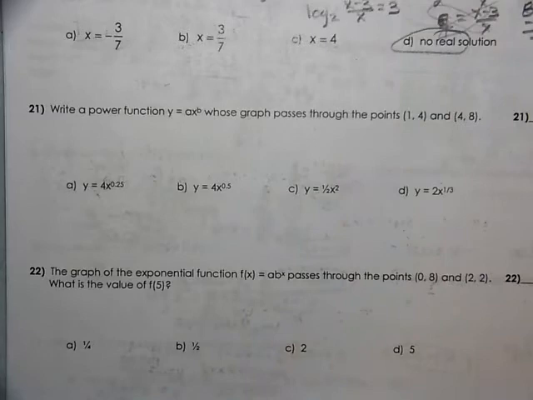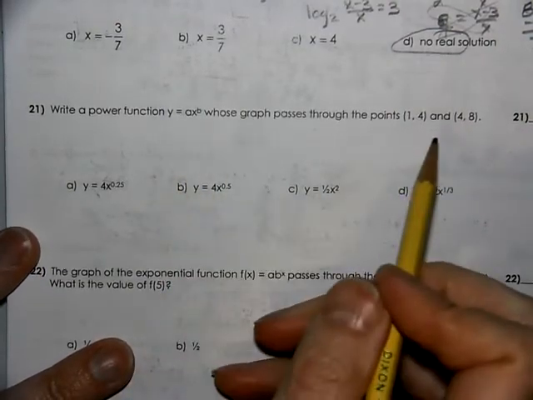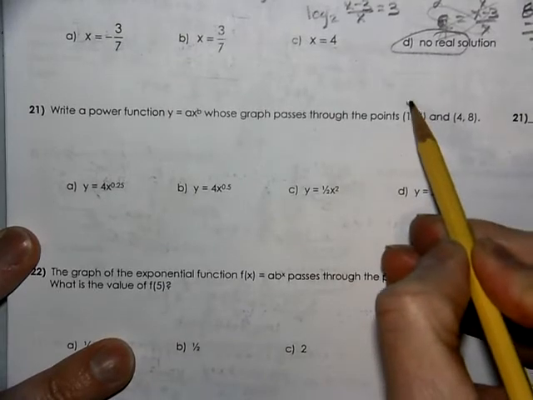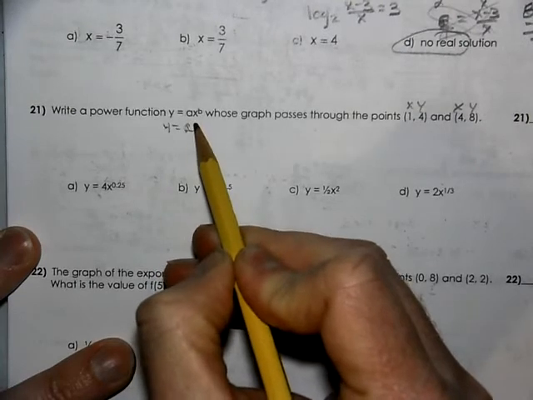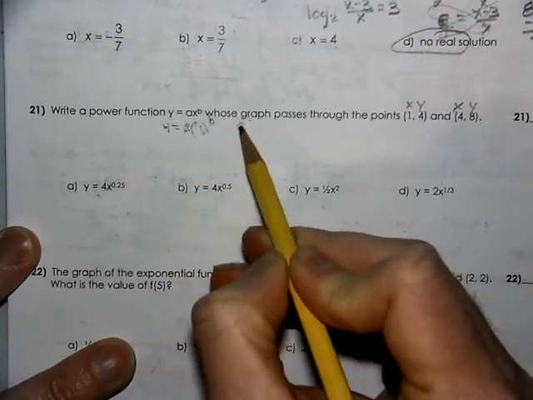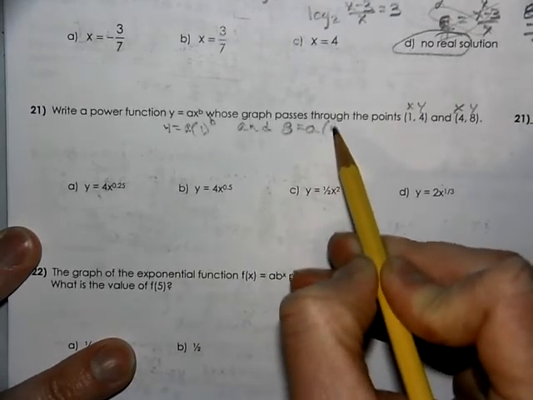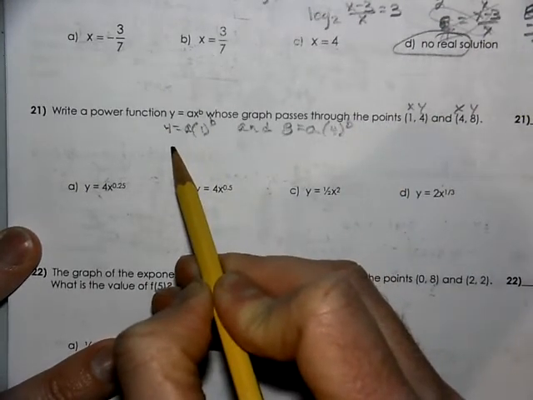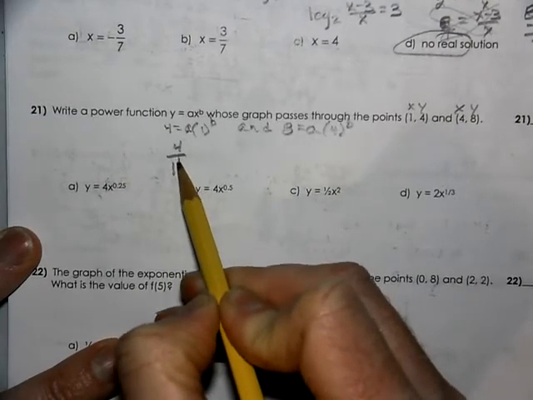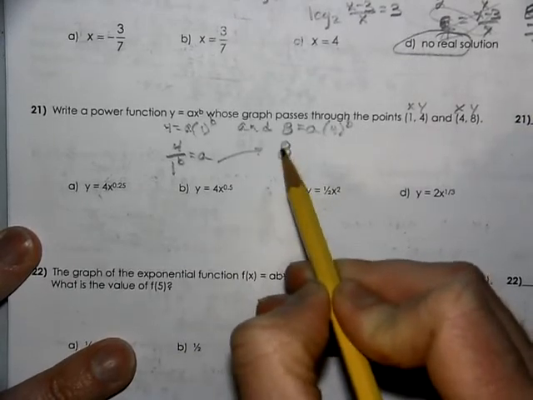Write a power function that goes through these 2 points. So we have our 2 values. This is our x and our y. So we'd say 4 equals a times 1 to the b power, and we also have 8 equals a times 4 to the b power. We're going to take this equation and solve it for the a value. Then we'll plug it in over here.